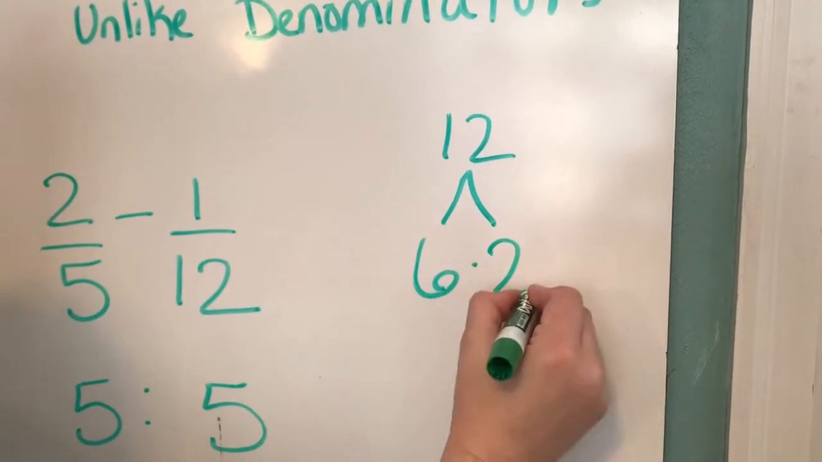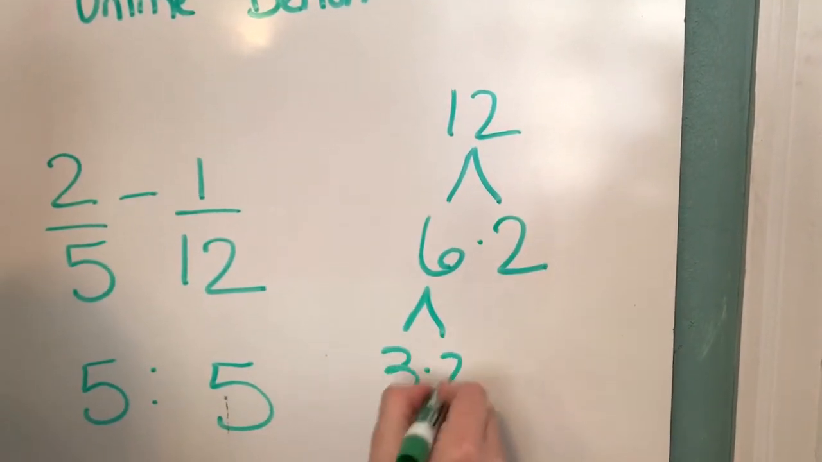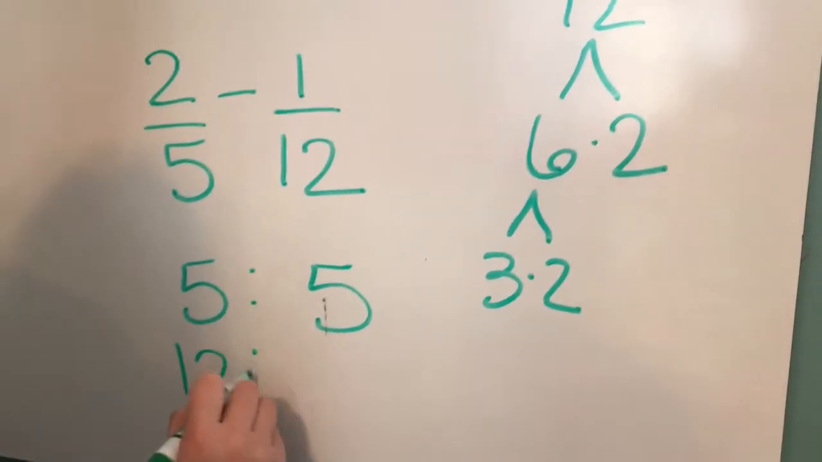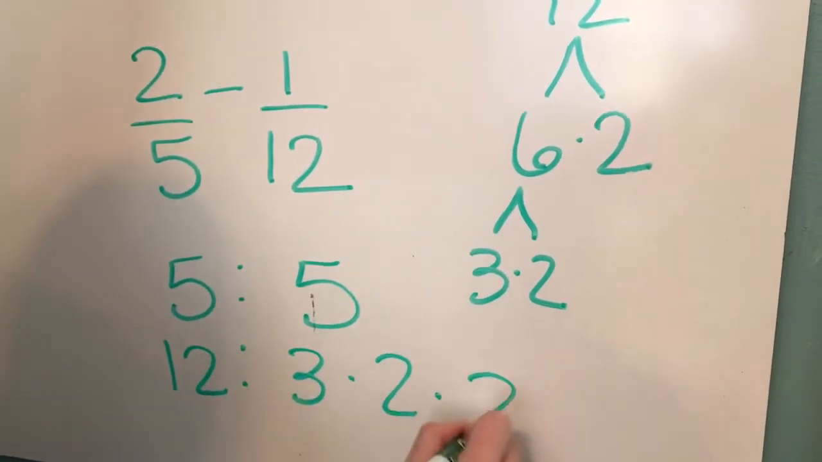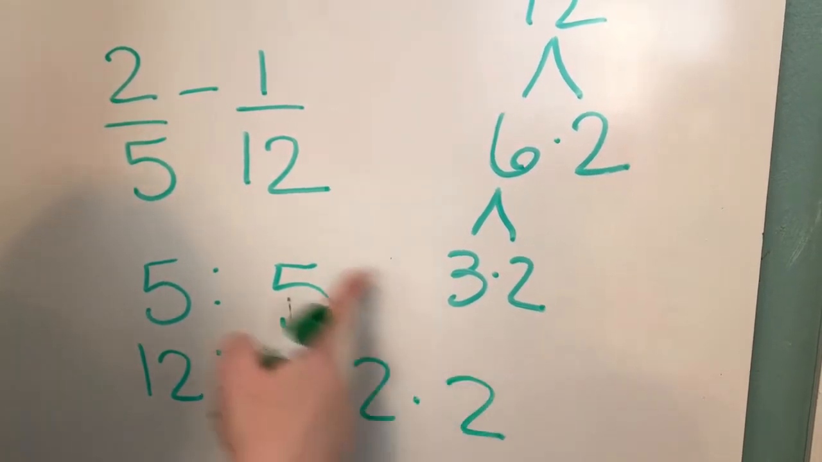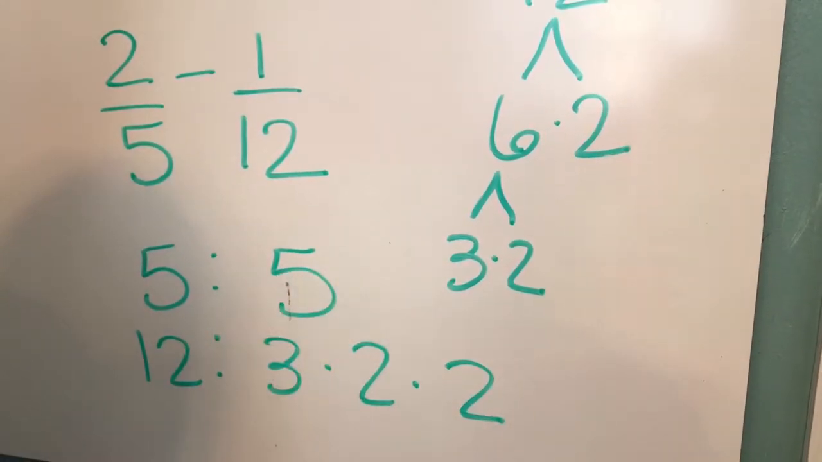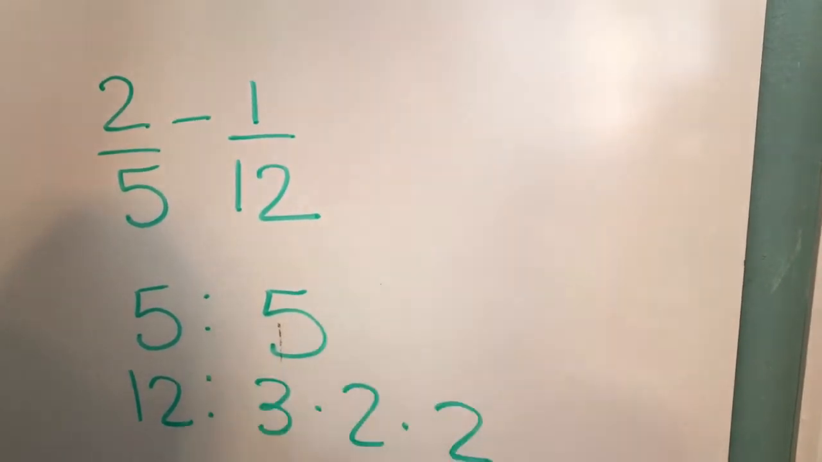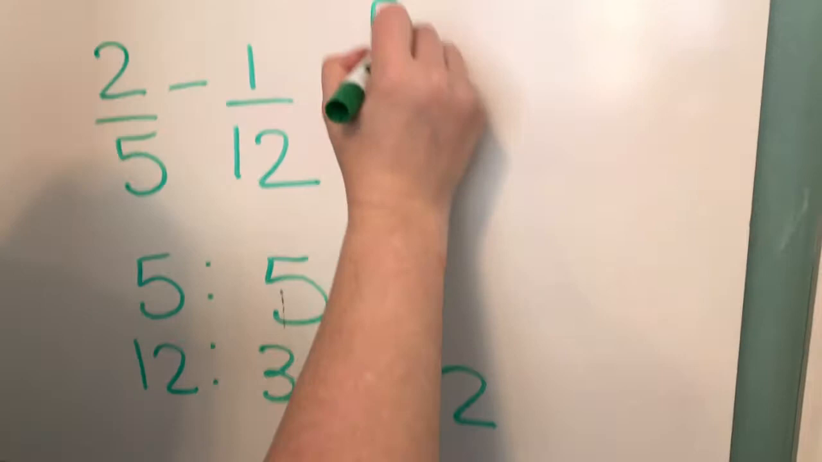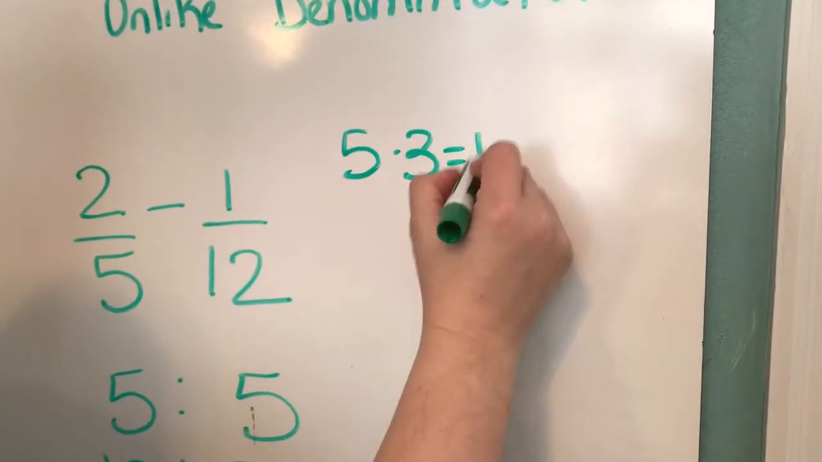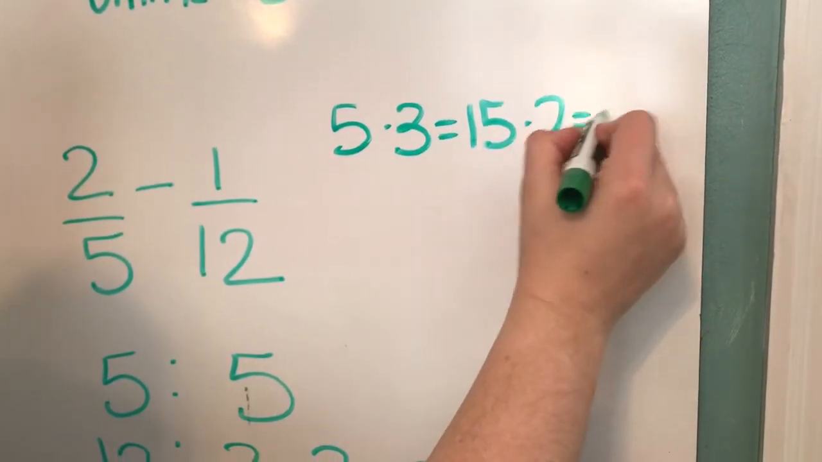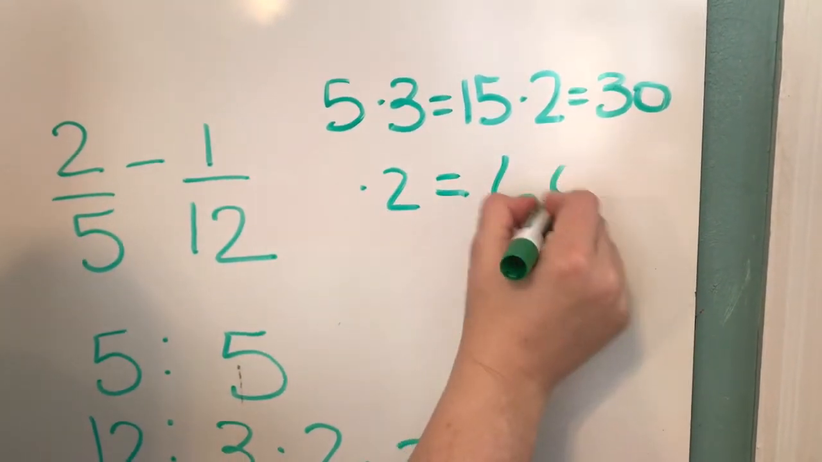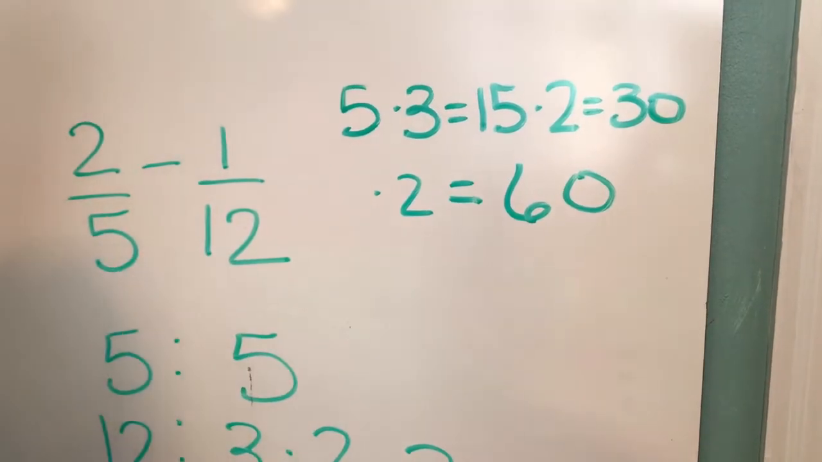6 times 2 and 3 times 2. Our prime factors are 3 times 2 times 2. Since we do not have any common factors here, we're going to have to multiply them all against each other in order to find our least common denominator. So 5 times 3 is equal to 15, times 2 is equal to 30, times 2 is equal to 60. Our common denominator is going to be 60.